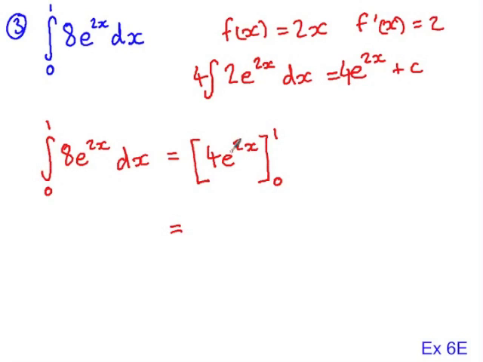So now we'll substitute in those values. This is 4e to the power of 2 minus 4e to the power of 0. So 4e squared, and then e to the power of 0 is 1, so that's minus 4. And we can factorise this final result just to tidy it up a bit.